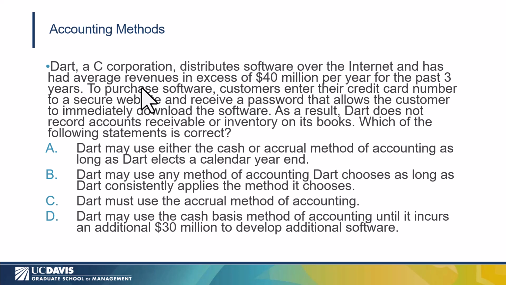So DART is a C corporation, distributes software over the internet, and has had average revenues in excess of $40 million per year over the last 3 years. To purchase software, customers enter their credit card number to secure website, receive a password that allows the customer to immediately download the software. That sounds pretty familiar, right? That's kind of the way things work. As a result, DART does not record accounts receivable or inventory on its books. Which of the following statements is correct? So DART can use either the cash. You know what? Let's pause this one and I'll let you read through and then we'll come back.